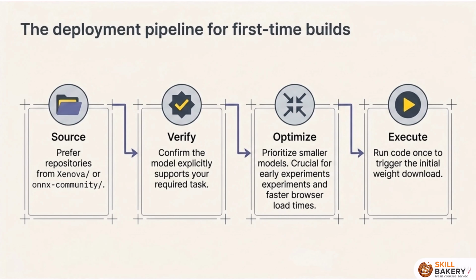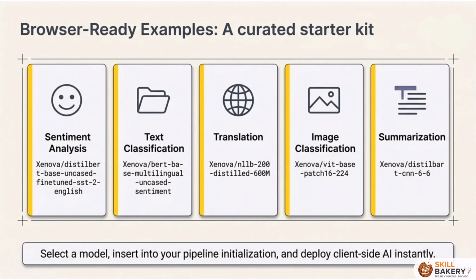To summarize, your deployment pipeline follows 4 steps. Source your models from trusted organizations, verify their task compatibility, optimize for smaller sizes, and execute once to prime your browser cache. We have provided a curated starter kit covering tasks like sentiment analysis, translation, and summarization. Select a model, integrate it into your pipeline, and start deploying client-side AI today.